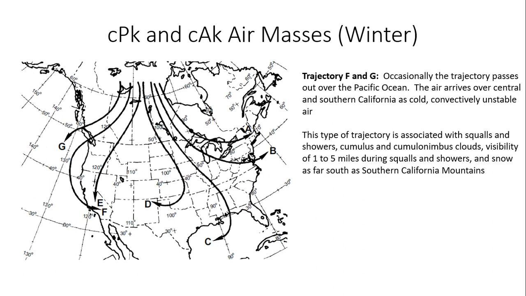Now, trajectories F and G, with continental polar and continental Arctic air masses, occasionally the trajectory is going to pass out over the Pacific Ocean. In this case, that's what's happening at F and G. The air is going to arrive over central and southern California as this cold, very unstable air mass. And this is when Southern California actually gets their rain.